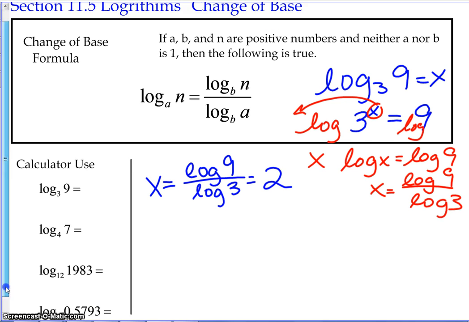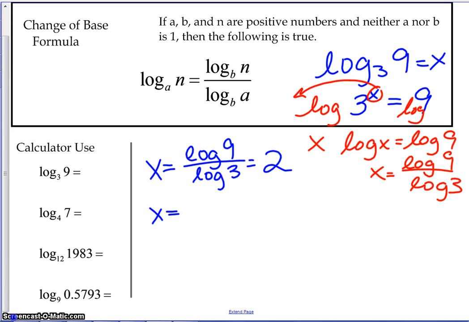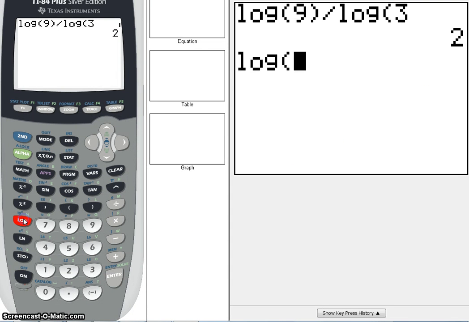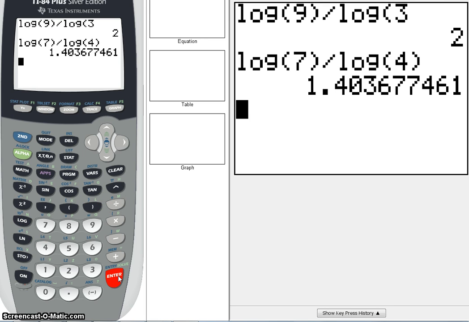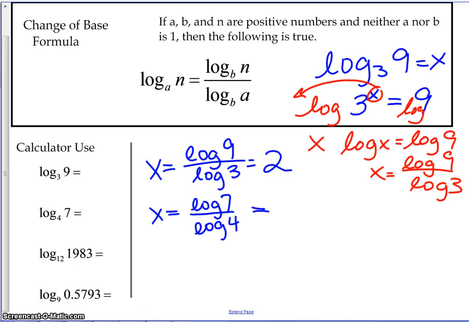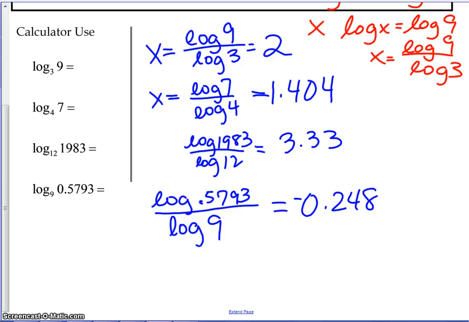So for this problem here, my value would be the log of 7 divided by the log of 4. You're always dividing by the log of the base. So I get to my calculator, log of 7 divided by log of 4. Answer there, 1.404. I'm going to go ahead and work out the other two. Go ahead, pause it. You can work it out on your calculator and see if you're getting the same answers as I am. And there magically are the next two answers. Make sure you're getting the same answers.